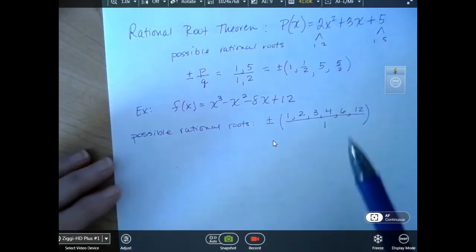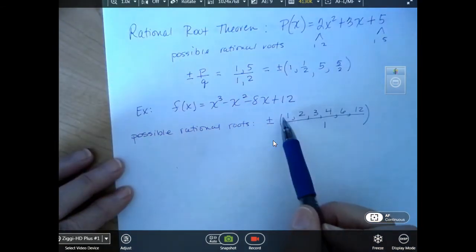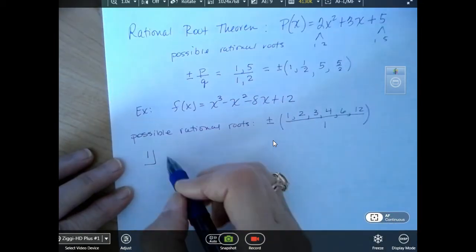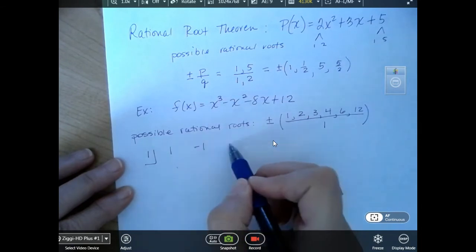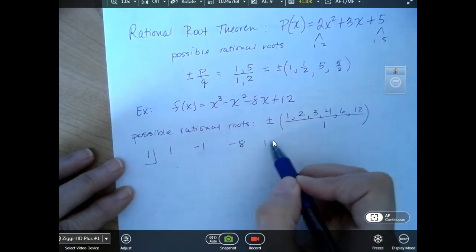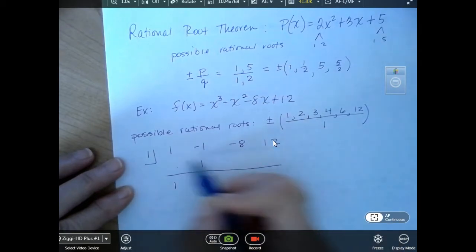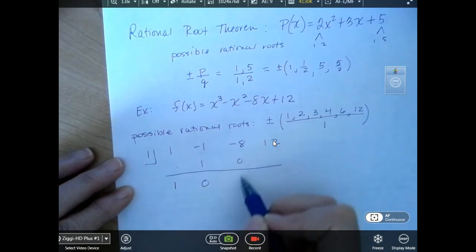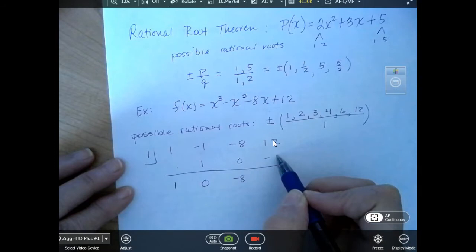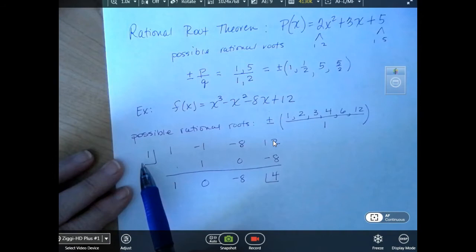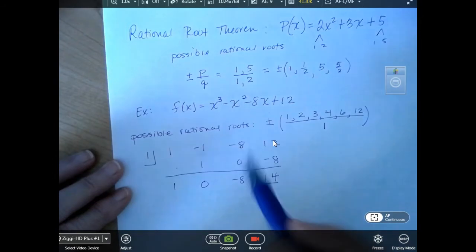So I'm going to start. I'm just going to get the first one, positive 1, and I'm going to set up synthetic division. Remember that you would have a 1, these are all of your coefficients: a 1, and negative 1, and negative 8, and a 12. Remember, you bring down your 1 to get started. Multiply, you add, you get 0. Multiply, you get 0. Add, you get negative 8. Multiply, you get negative 8 here, and you get a 4. My remainder is 4. And when that happens, I know that 1 is not a rational root of this particular polynomial. So I know this is not one of my roots.